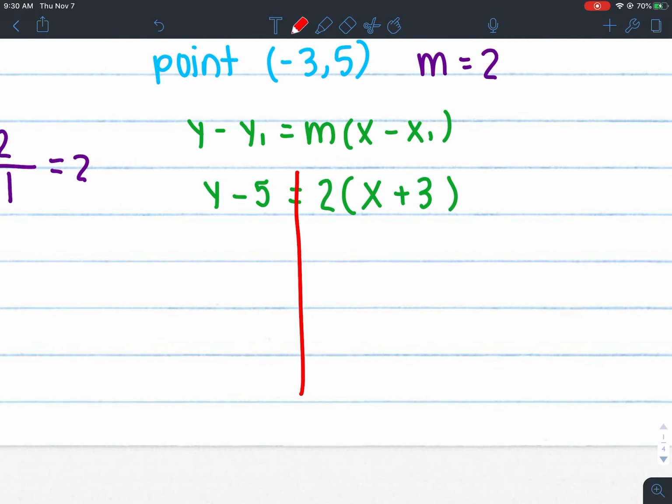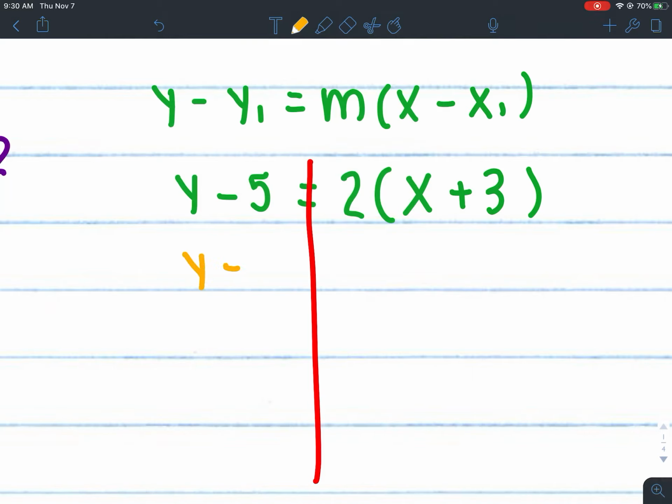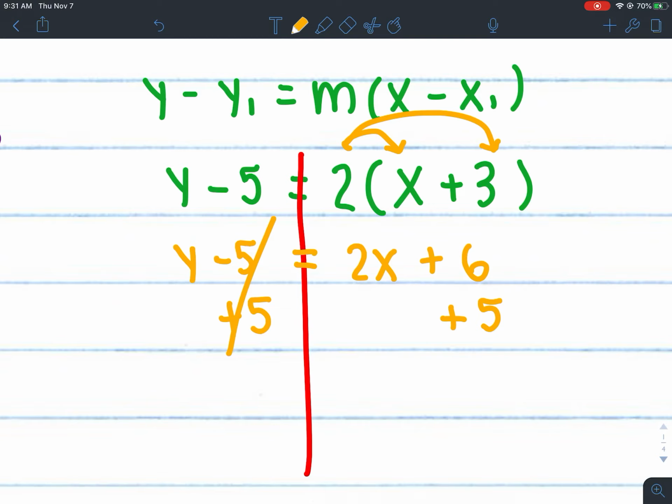Let's go ahead and draw a line down the middle to start simplifying this. First thing I'm going to do is distribute. And I know this side is going to stay the same. 2 times x is 2x. 2 times +3 is +6. And then my last step to get y by itself is to add 5 to both sides. Make sure you only add to like terms. Y equals 2x plus 11.